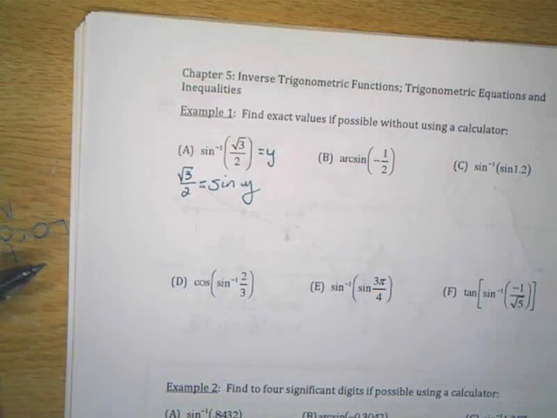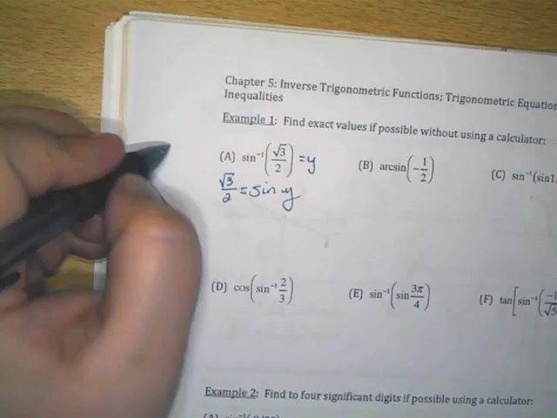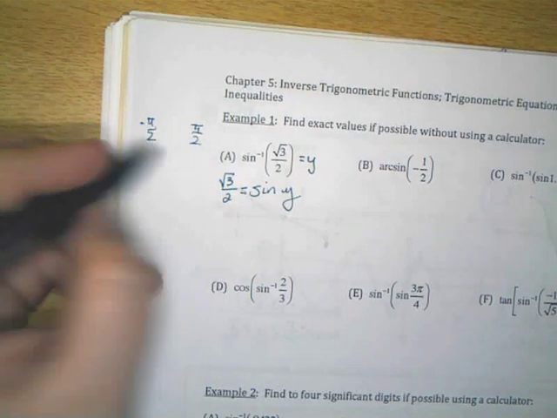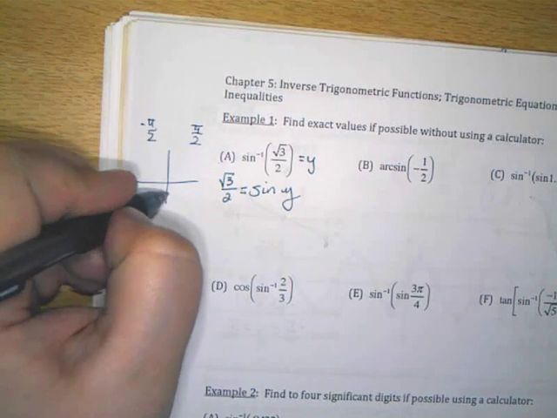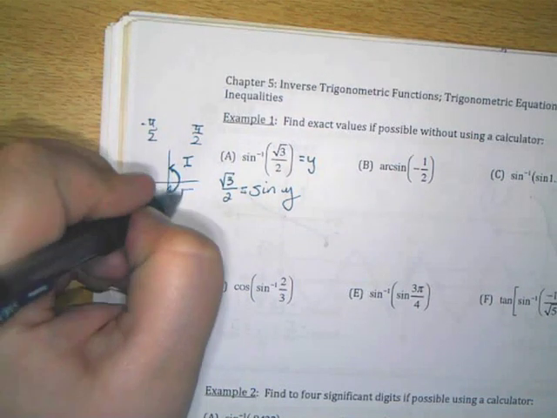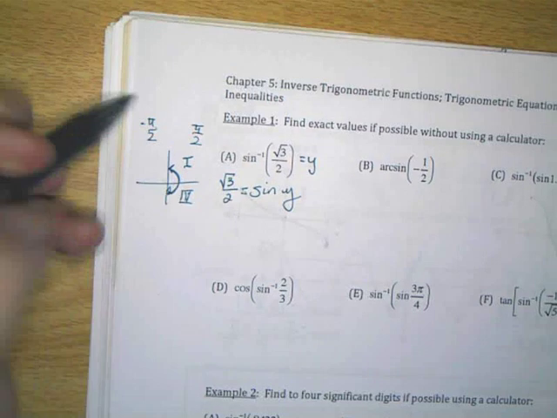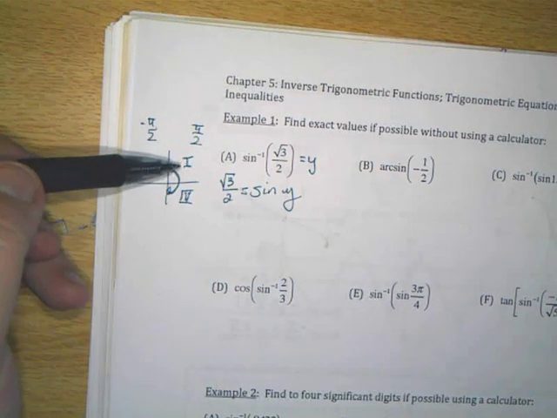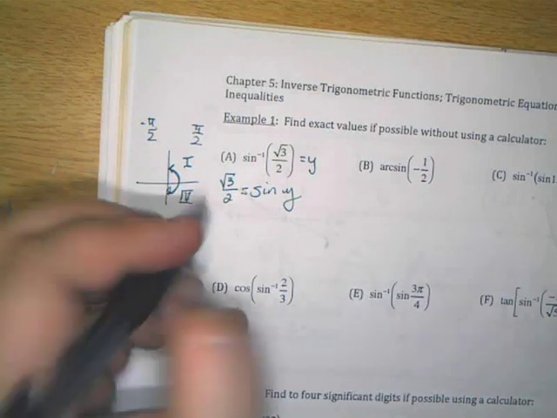Now remember, when we looked at the sine, we're only allowed from -π/2 all the way to π/2. So if you think about that in terms of quadrants, that's here or here. So we're either in quadrant 1 or quadrant 4. And this is positive, so we must be in quadrant 1. So can we draw our triangle? Let's do it.